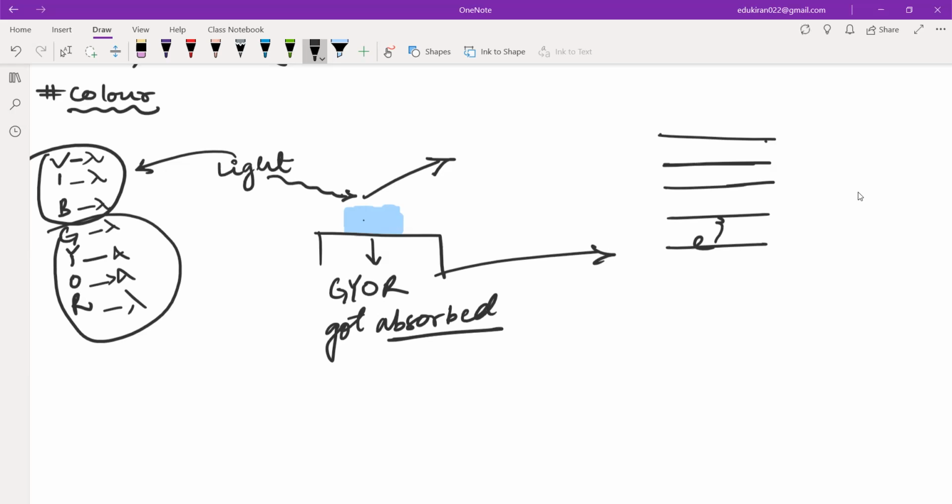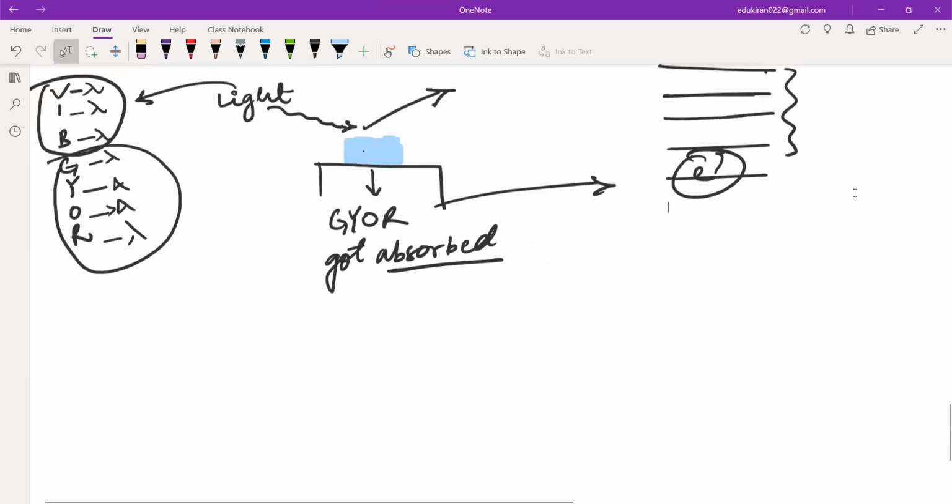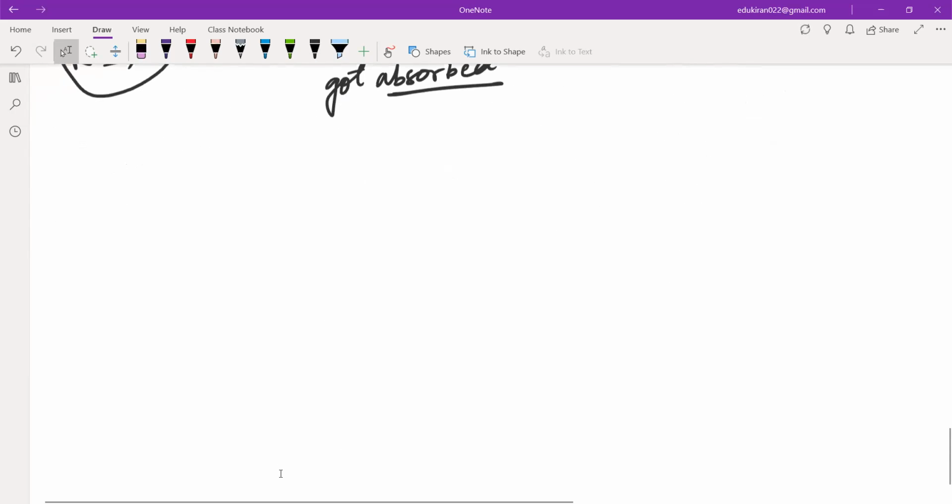The first thing is that there should be some energy levels, and there should be some electrons present in the valence shell which can move up and down. So we have got to the conditions: there should be some energy levels. Now let us look at the condition.